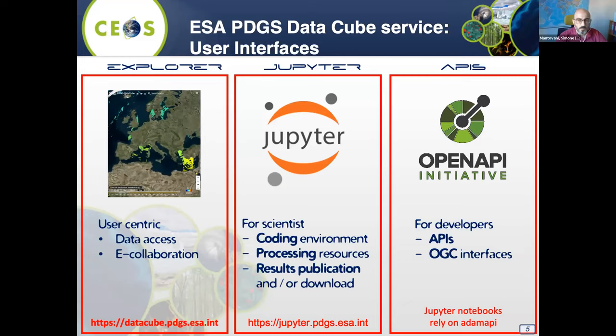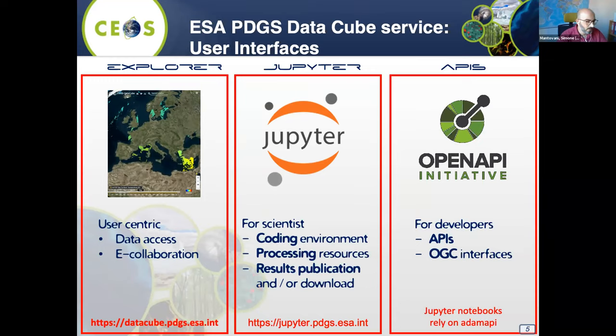Again, no single user exists, and this is why several user interfaces are needed. Depending on the type of user you are, I think here you find the three most diffused user interfaces. On the right, you see how machine-to-machine or developers are working. So the service is providing API for those category of user.